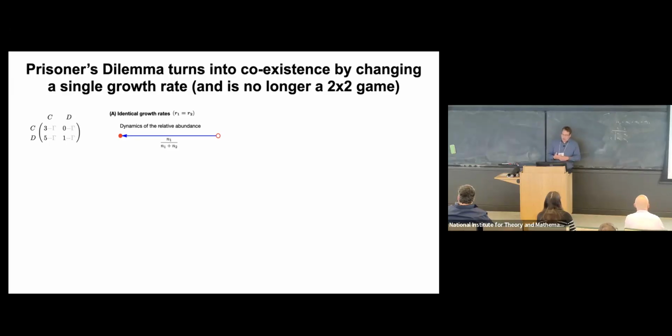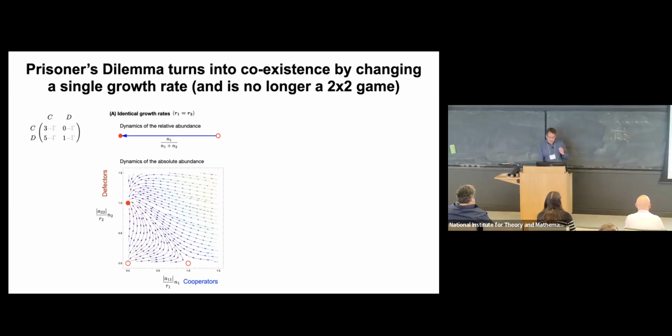And so what's going on here? If you have this Prisoner's Dilemma and you change a single growth rate, you can turn it into a coexistence game. So we start from some arbitrary numbers, and we have some Prisoner's Dilemma, and you would always select for defection. And in my Lotka-Volterra plot, this would look like this. We just go to this point.